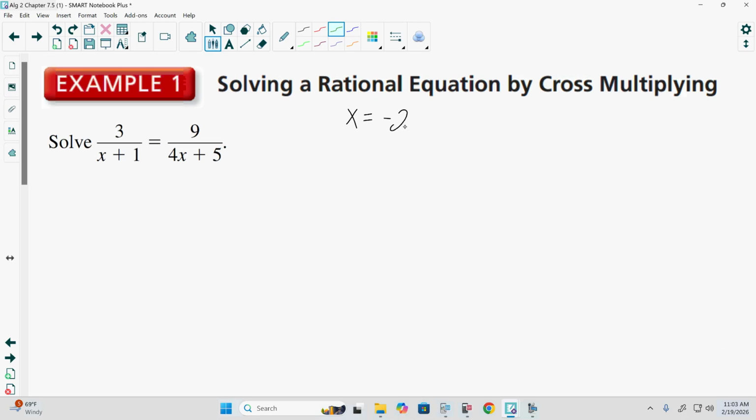Now we can check and make sure that this is correct. And to check it, all we need to do is plug it back in. We need to plug that value of x back in for every x and make sure both sides are the same.